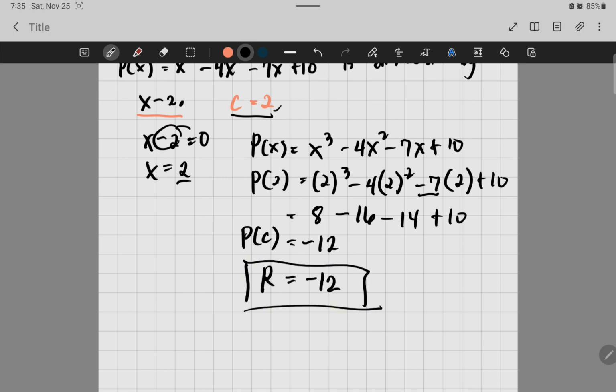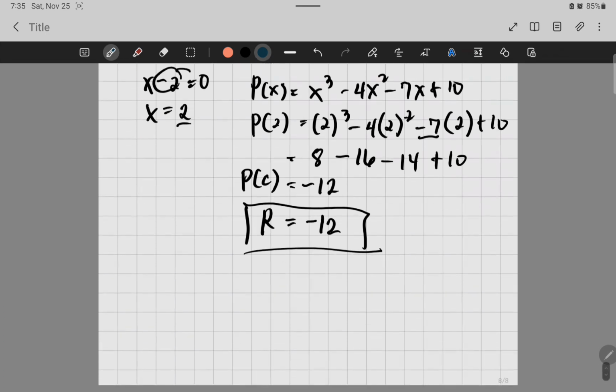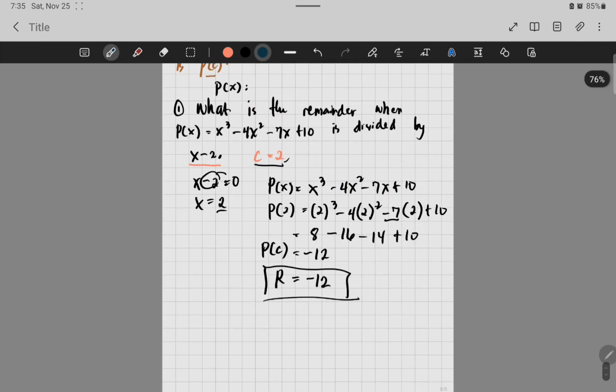So, we can check our answer by using synthetic division to see if we will get the same remainder. Okay, so if we have x minus 2, we can write our value of c here as 2. And the coefficients are 1, negative 4, negative 7, and 10. So you bring down 1. 1 times 2, that is 2. Negative 4 plus 2 is negative 2.